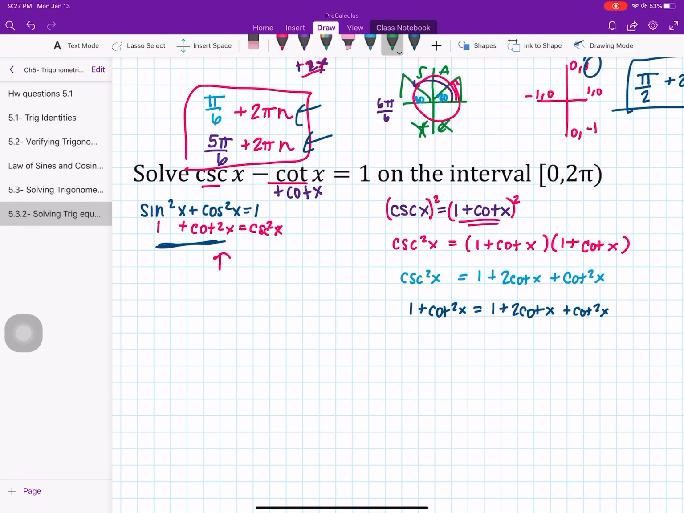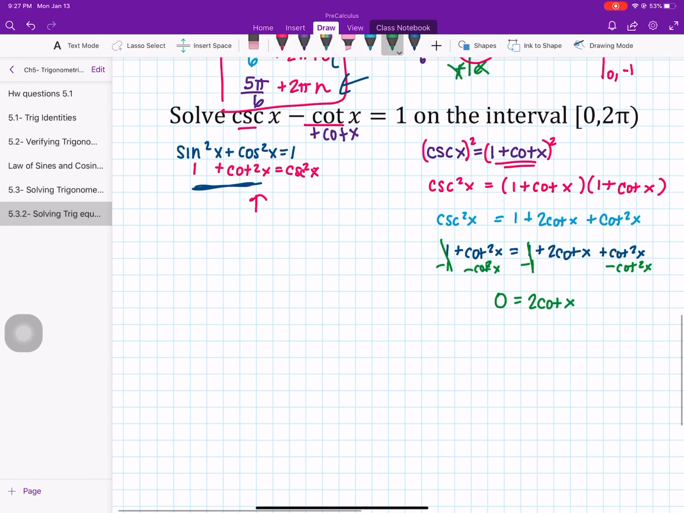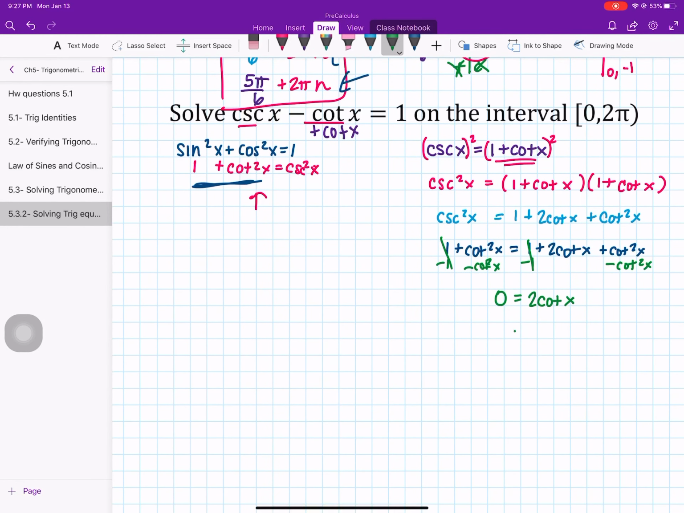And actually, if I subtract 1 from both sides, the 1s are going to cancel. And if I subtract cotangent squared from both sides, the cotangent squareds are going to cancel. So I'm actually left with 0 equals 2 cotangent of x. So that means that the cotangent of x has to equal 0.